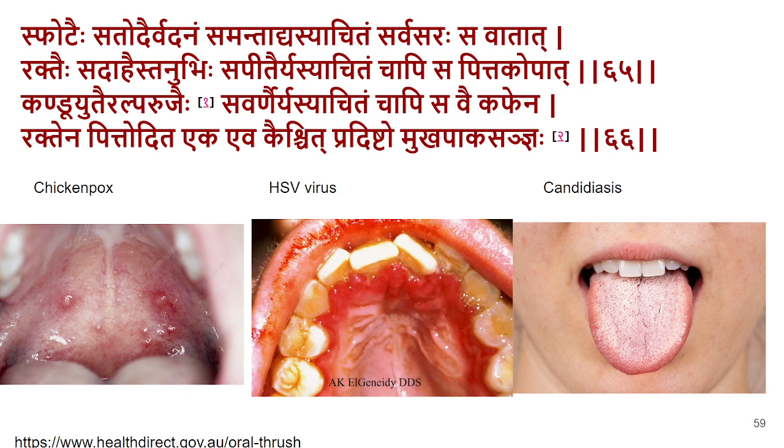Spoteihi, sasaudehi, vadanam samantat, yasya achitam sarvasara vatat. In a typical vataja variety, you will have scattered eruptions seen, and that's typically seen in what we call chicken pox like conditions.